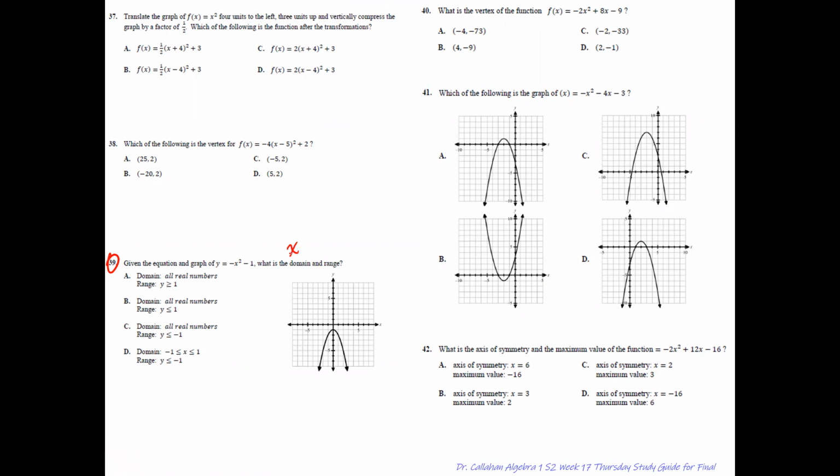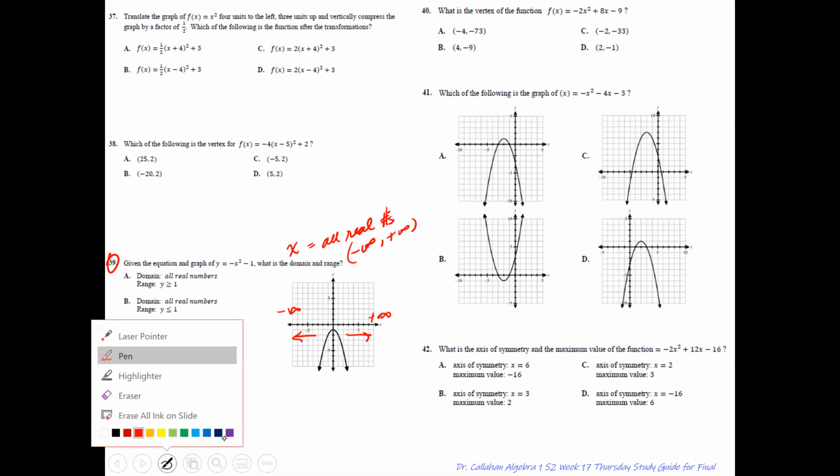So the domains are all the x values. So looking at this graph, how far over does this graph go over? Positive infinity. How far to the left does it go? Negative infinity. So for your domain, it's all real numbers. So negative infinity to positive infinity.